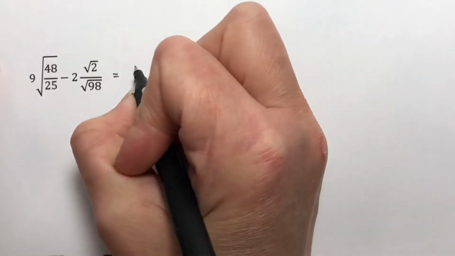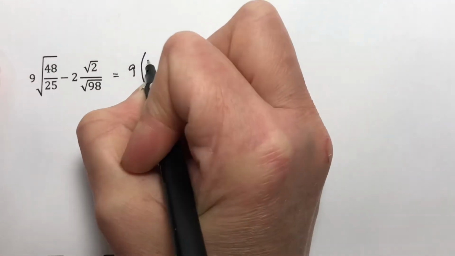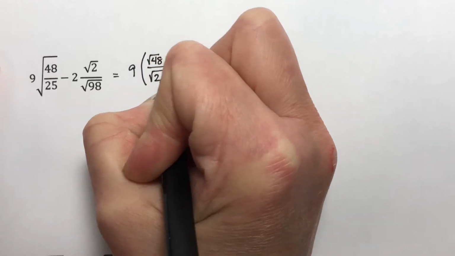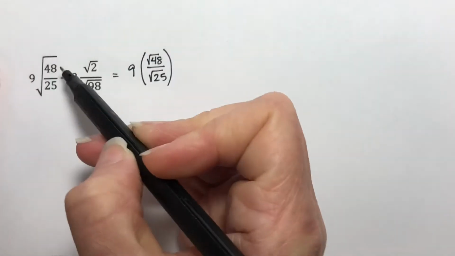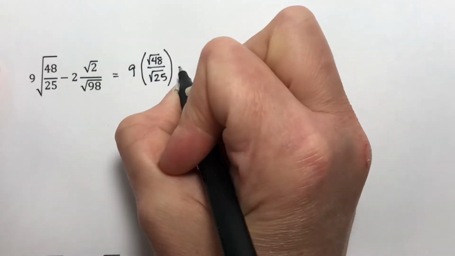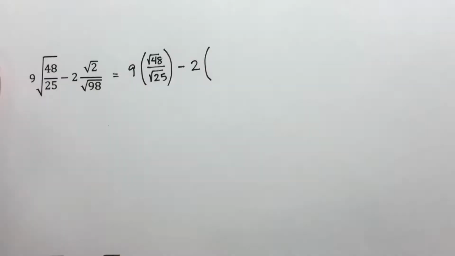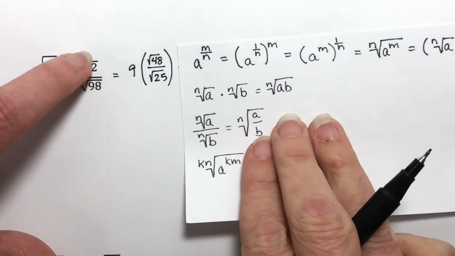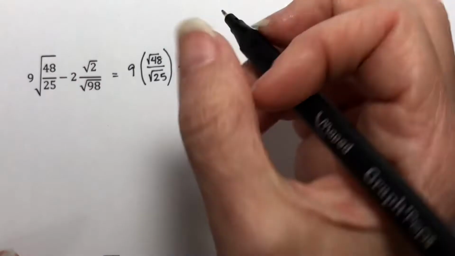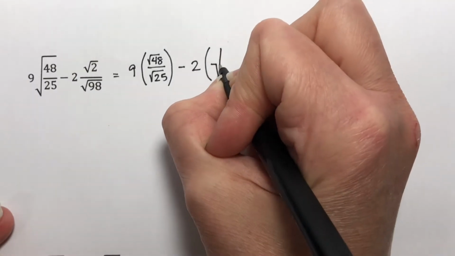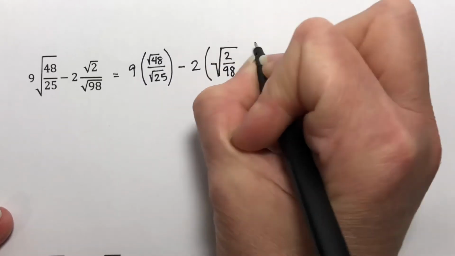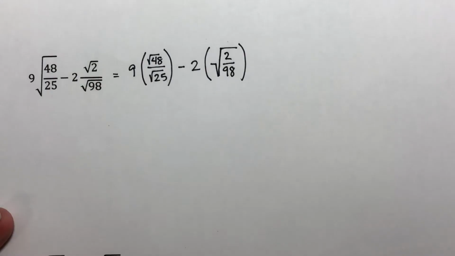So the first thing I have is 9 times the square root of 48 over the square root of 25. I've taken this fraction under the radical and split it into 2. Minus 2 times. What I'm going to do here is put this back as a fraction under the radical. And I think you'll see why in a second. I've used the same property in 2 different directions.